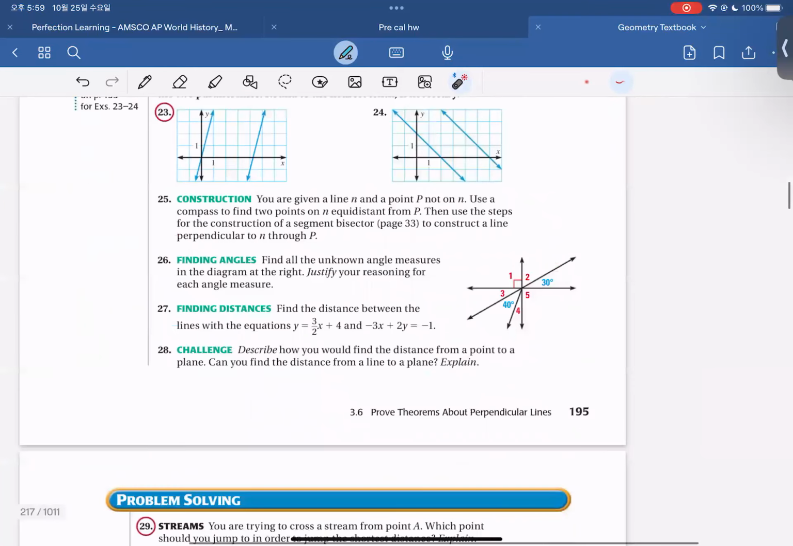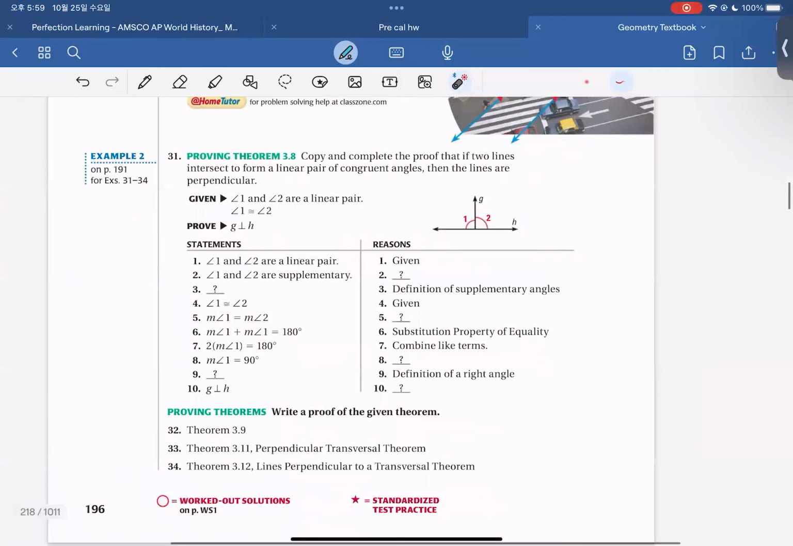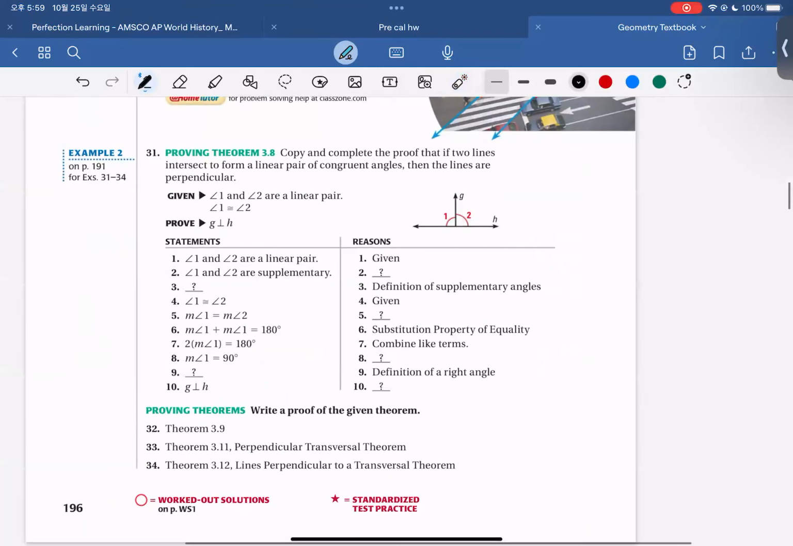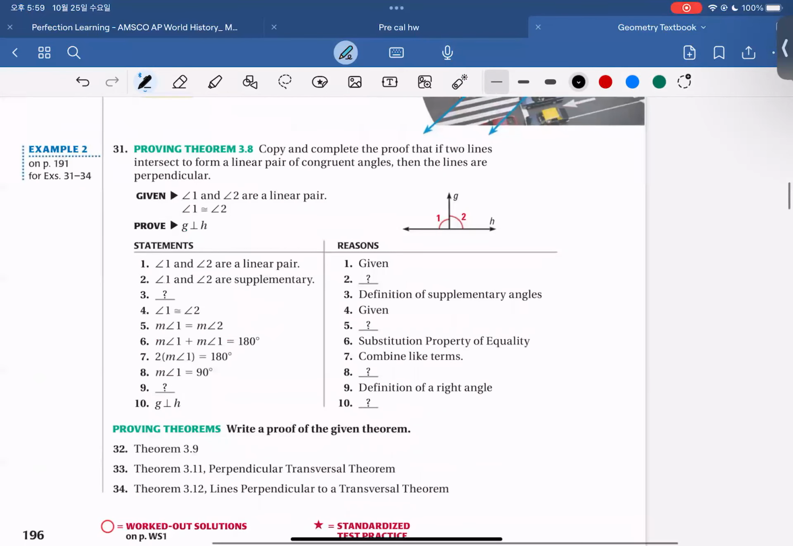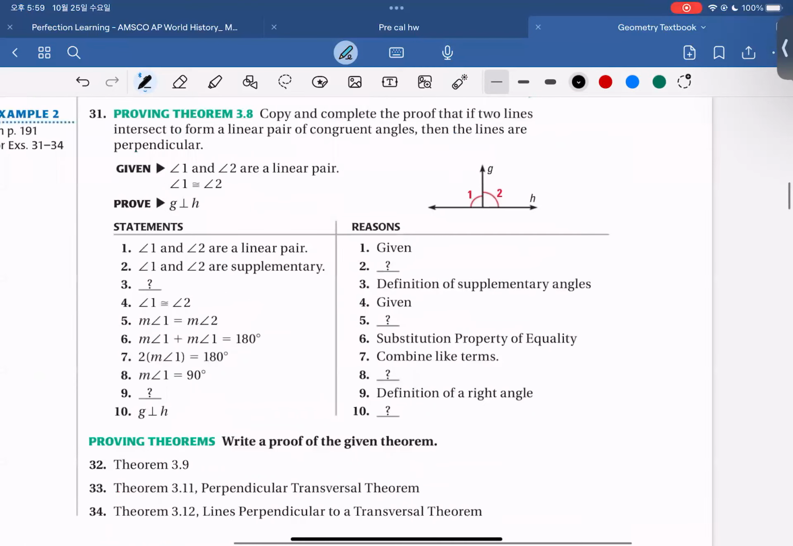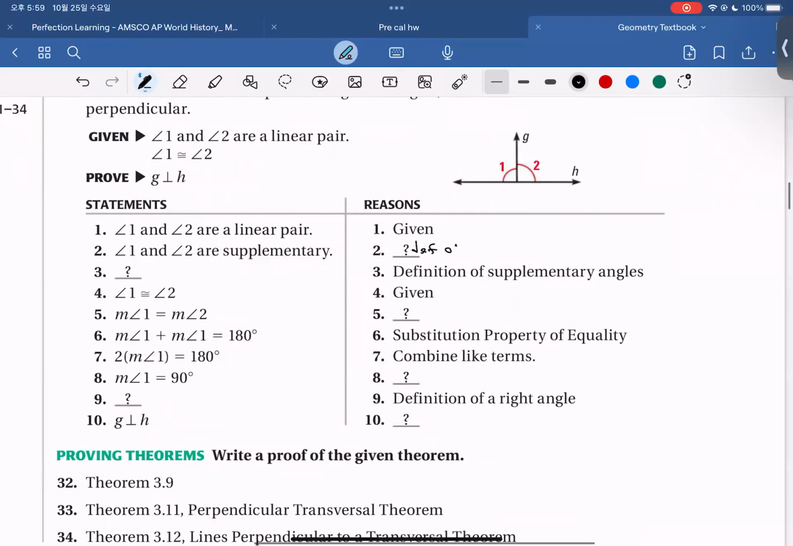And I just want to take a look at one proof here. Let's just look at proving theorem 3.8 before moving on. We're given angle 1 and angle 2 are a linear pair, and that angle 1 is equal to angle 2, and we have to prove that they're perpendicular without using the theorem, obviously. So here, 1 and 2 are supplementary.